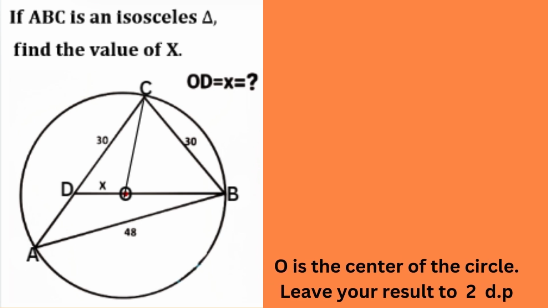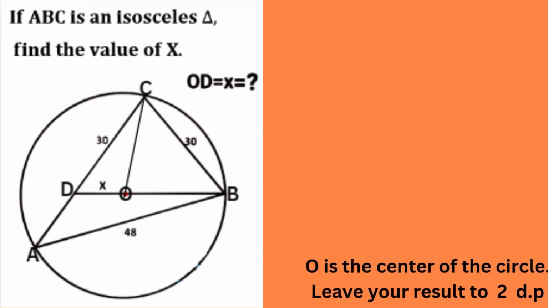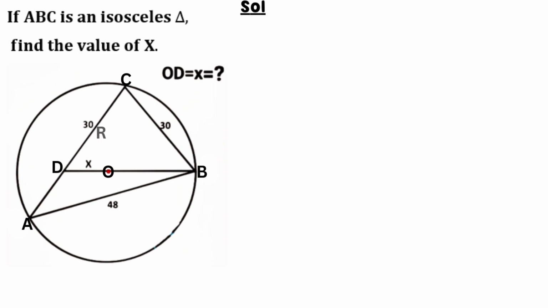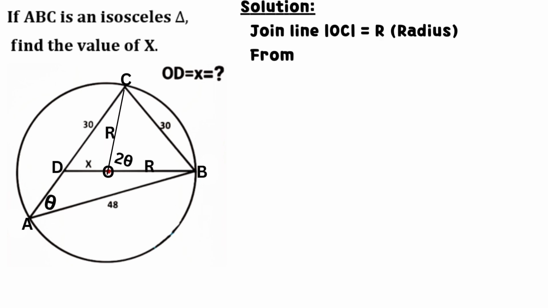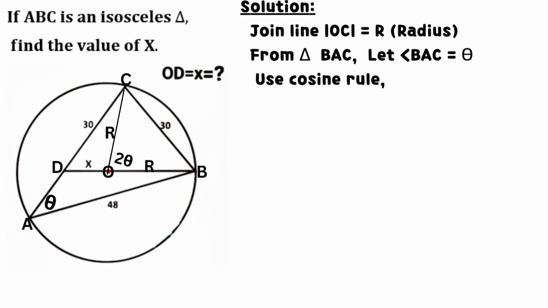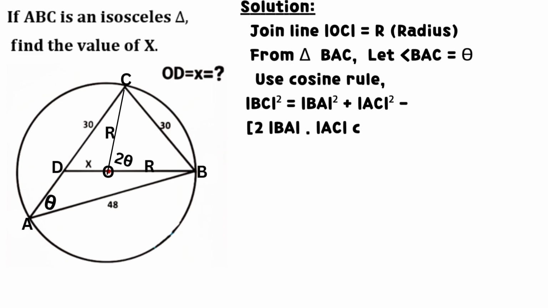Find the value of length of x. Join line OC, which equals R, the radius of the circle. From triangle BAC, let angle BAC equal theta.